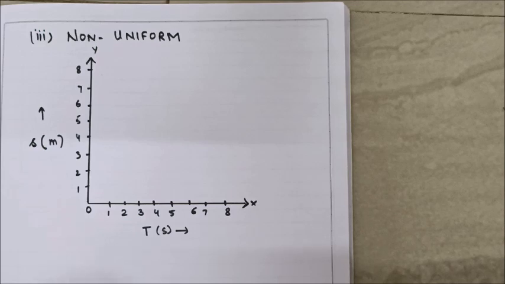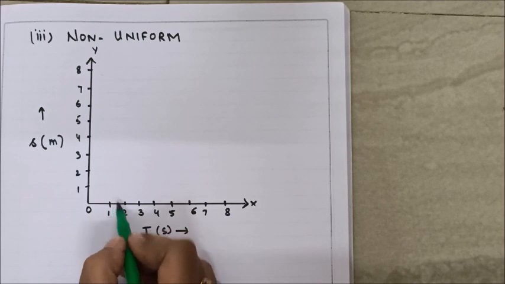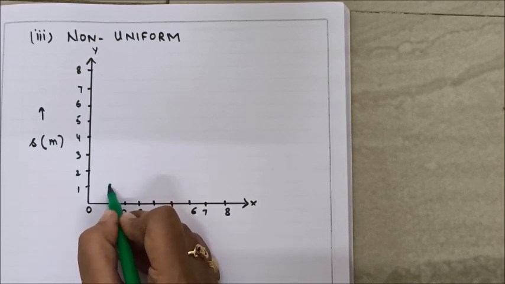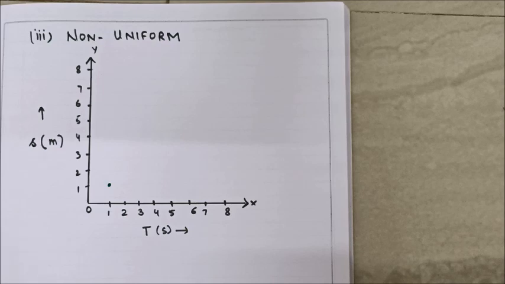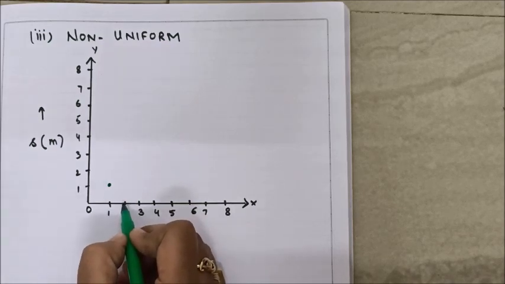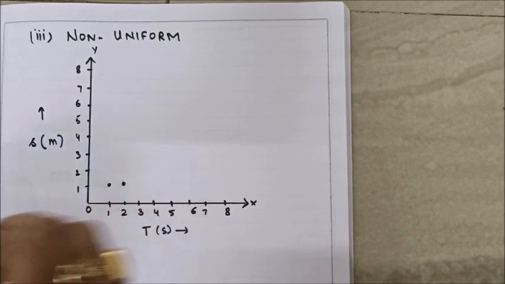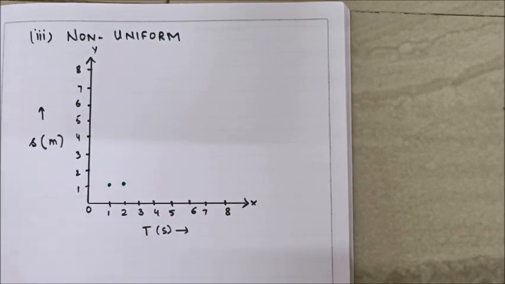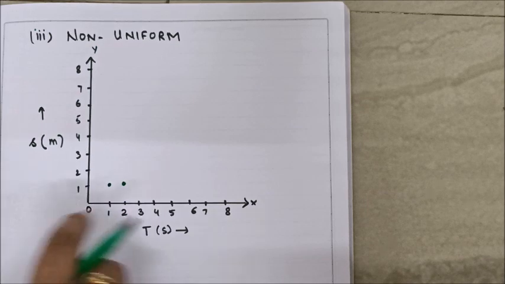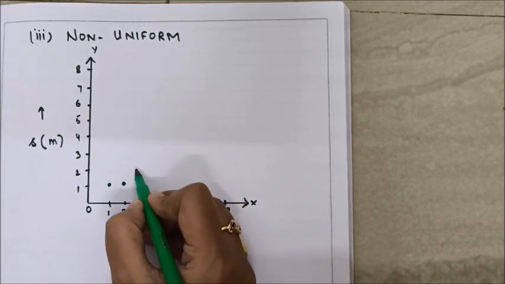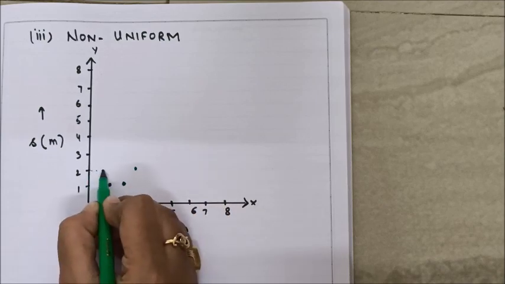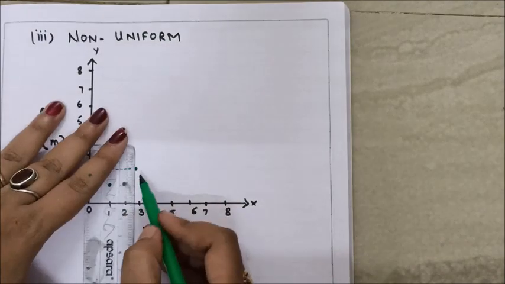Now when we say that it is not covering equal distance in equal intervals of time, suppose my object in the very first 1 second travels 1 meter only. So my point is over here, but in the second second, it is still at 1. That means it has not moved even a distance from its position at 1 second. Then at the third second, it moves 1 meter more. So my point is against 2 meters and 3 seconds.